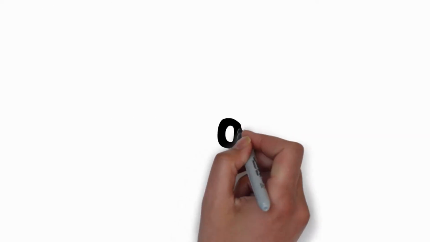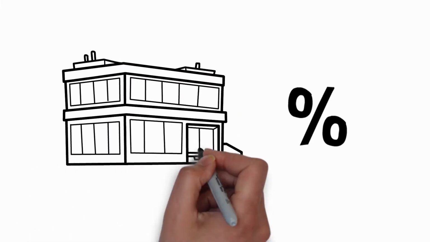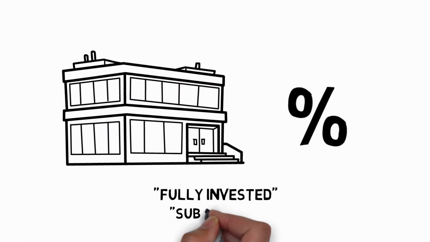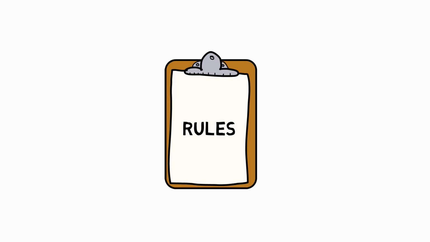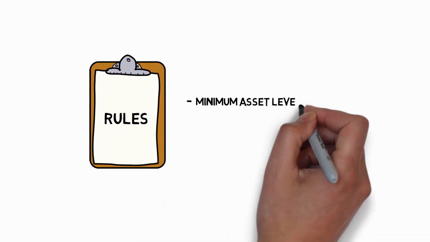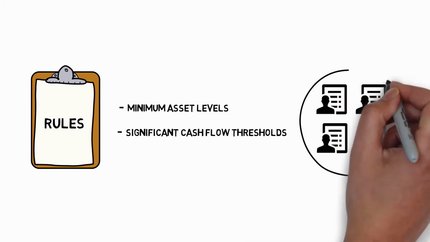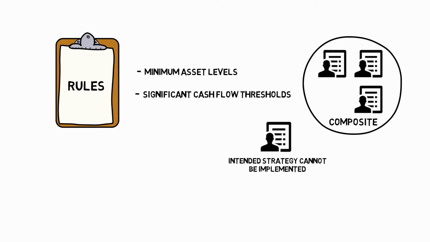line with the strategy. The percentage set can be whatever your firm feels is appropriate, but you want to establish a clear threshold that can be followed. Simply stating fully invested is subjective and difficult to follow consistently. Other rules can also be documented in this section, such as minimum asset levels and significant cash flow thresholds to keep portfolios out of composites during periods where the intended strategy cannot be fully implemented.